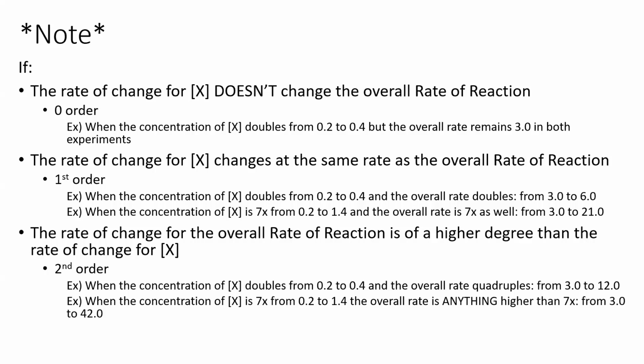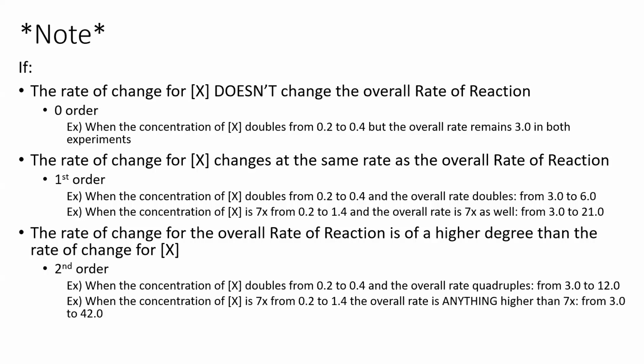So, if the rate of change for the reactant X doesn't change the overall rate of reaction, we say that it's zero order. So what we mean by that is it doesn't actually change or impact the rate of reaction for the whole chemical equation.